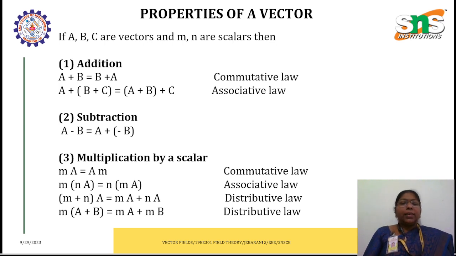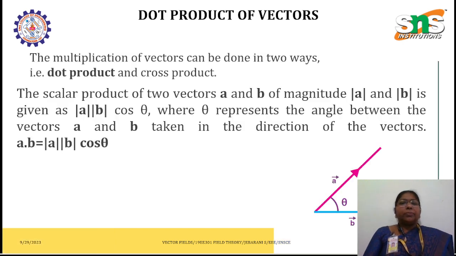If you take the multiplication of a scalar quantity with a vector quantity, this multiplication abides by the commutative law, associative law, and distributive law also. The multiplication of vectors: in the previous case we saw multiplication of a scalar with a vector. If you want to multiply two vectors, how can it be done? It can be done in two ways, either with a dot product or with a cross product.